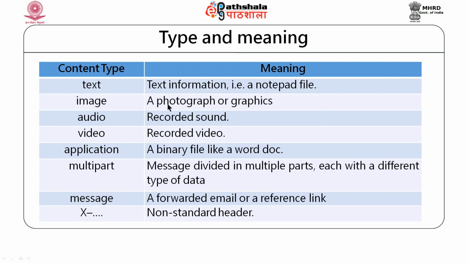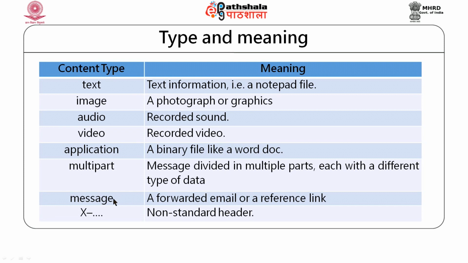Text is the text information, image is obviously image, audio is recorded sound, video is video. Please understand that conventional video communication requires both video and audio to be transferred. So, it is not video only, it is video plus audio. Application is any binary file like a Word doc or executable or anything. Any other 8-bit ASCII value can be application. Multipart is something which contains more than one part. For example, somebody is sending you a mail with an image as well as some text, or a song with text and something. So, it has more than one part.